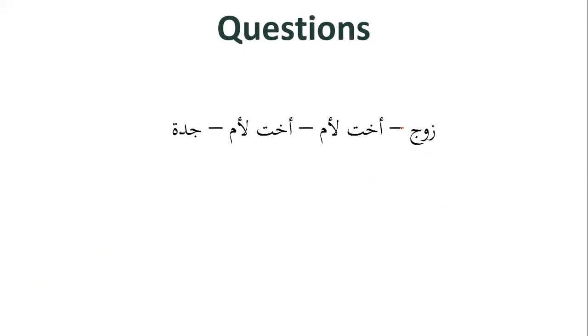In this question, we can see that there's no Ibns, there's no Bints, and so the Zawj will receive half. The Ukht li Ummin here and Ukht li Ummin here together will receive, that's correct, 1/3 of the inheritance.